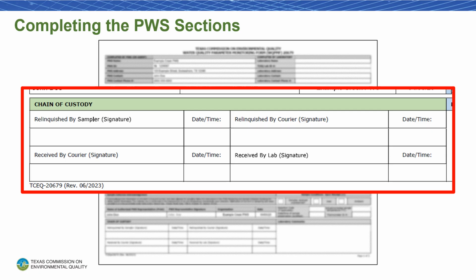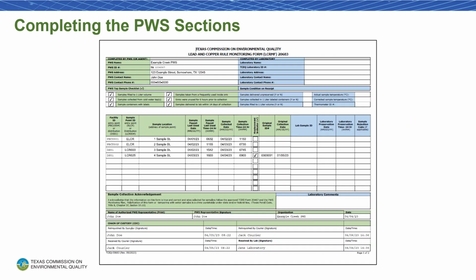If samples are delivered directly to the lab, then only the relinquished by sampler and received by lab sections need to be completed. If a courier is used, like in this example, then all 4 sections need to be completed. With that, we have completed the PWS assigned sections.